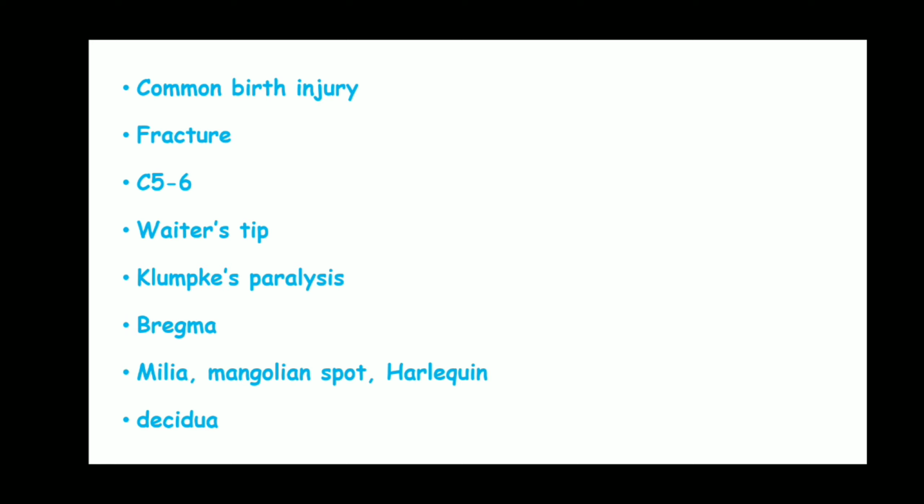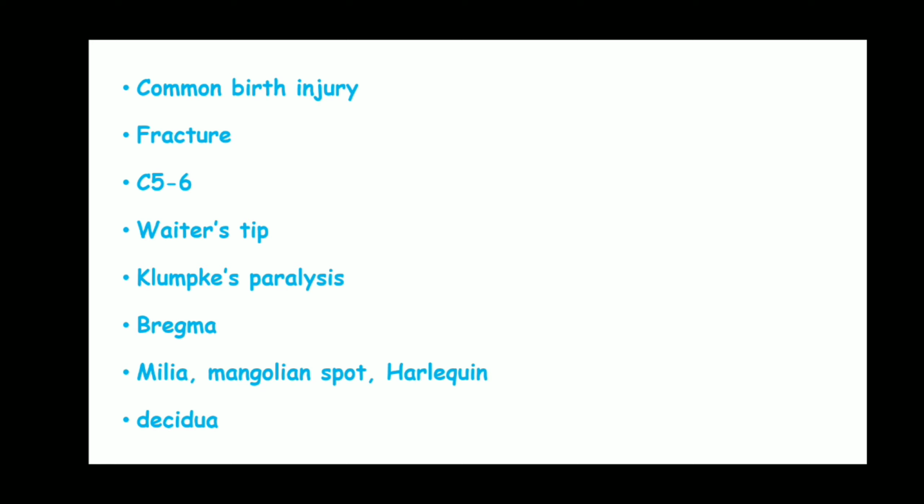Milia are the small white spots on the nose and around the mouth in the newborn. Then the Mongolian spot is the bluish or greenish discoloration seen on the back and the buttocks. And Harlequin sign is when one side of the newborn will be darker in color while the other side looks comparatively pale, mainly due to shunting of the blood or in case of sepsis, and this is known as Harlequin sign.